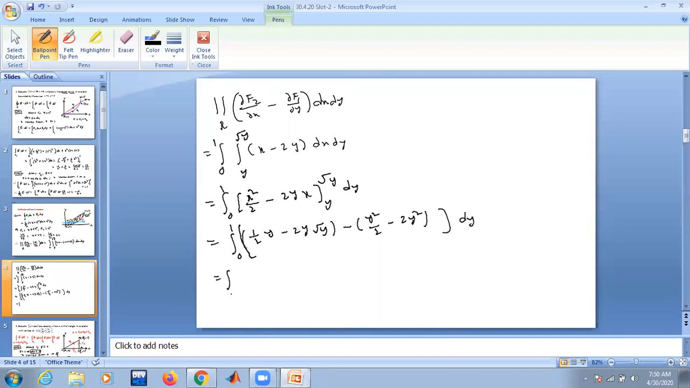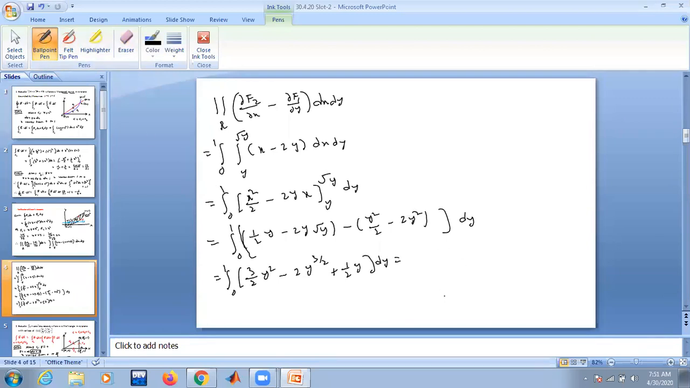So this is going to be 0 to 1. What is the highest power? 1 by 2 minus 2 is minus 3 by 2, so minus 3 by 2 y square. Next, minus 2 y power 3 by 2 plus 1 by 2 y, dy. So this is going to be 0 to 1. Integration of y square is y cube by 3, the 3s get cancelled, so 1 by 2 y cube. Because we are doing integration, no need to put the integral sign again.